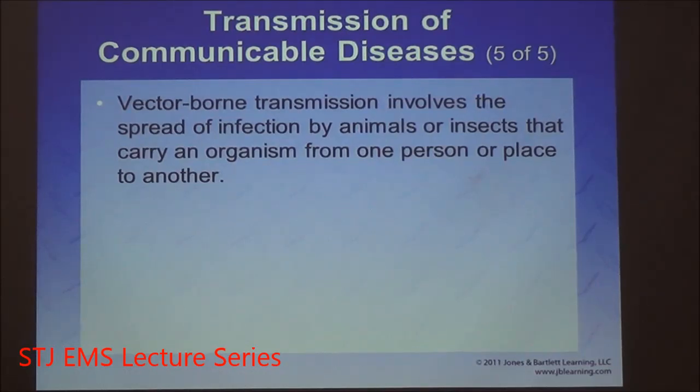Now, a transmission known as vector-borne is when you get an infection from an animal. It's a cross-breed infection. We see this with viruses. You get a pig virus or an avian virus, a bird flu, that can actually transmit from an animal to a human.